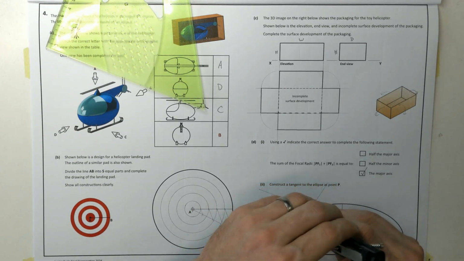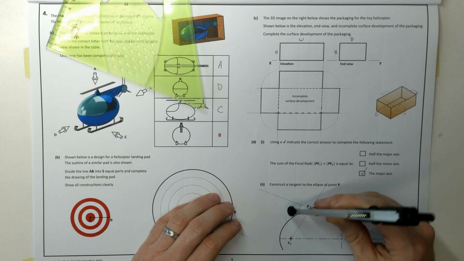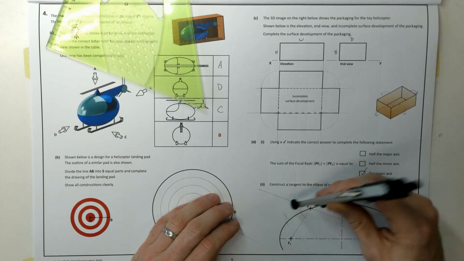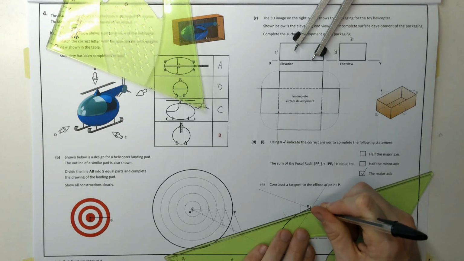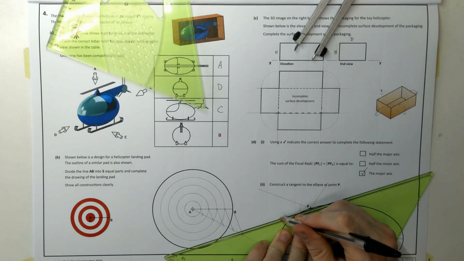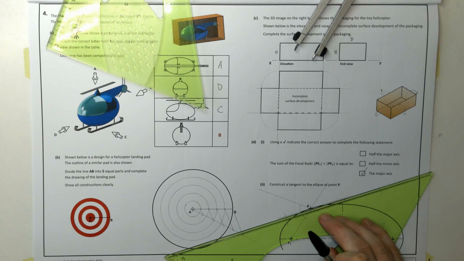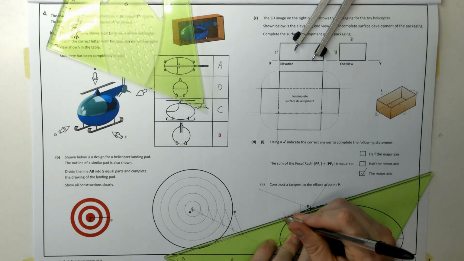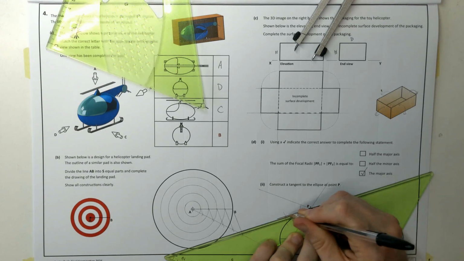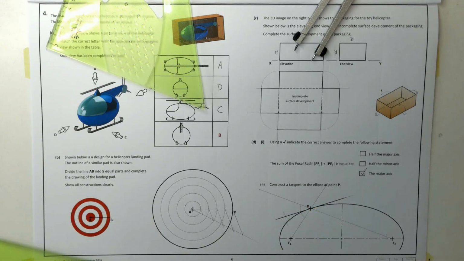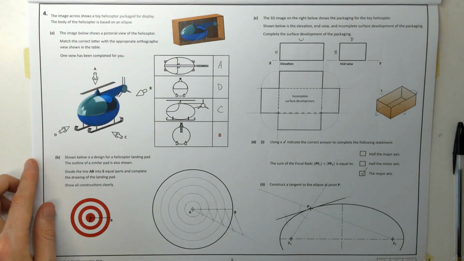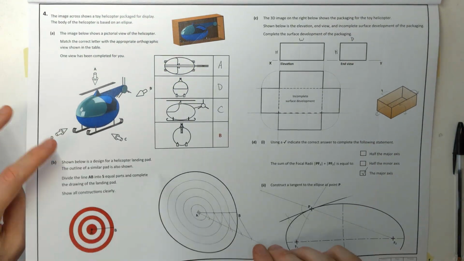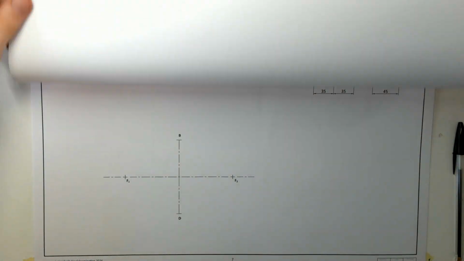Set my compass, set it to any distance, swing an arc, where those arcs cross each other. I have a tangent. Okay, so that is my tangent construction. We can draw that tangent any length we want. Right, so that brings us to the end of that part of question 4. Next up is our ellipse part for question E.